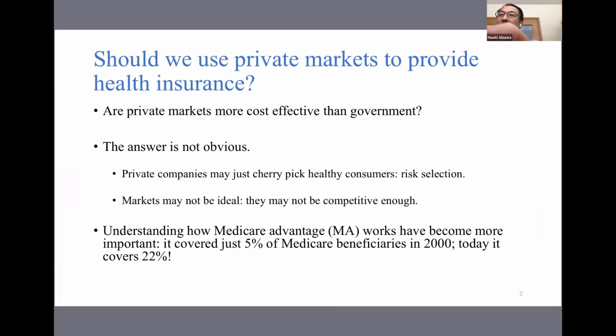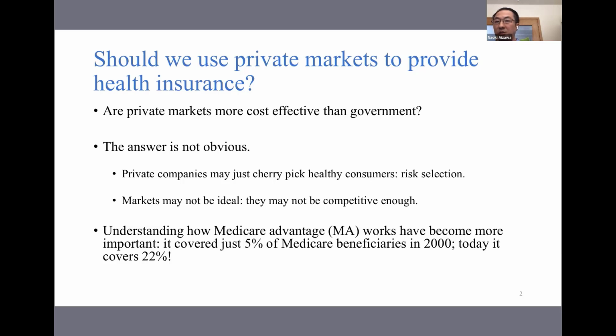This paper is trying to contribute to some of the big picture issues that any economist should care about. The question is whether we should use the private market to provide health insurance. And I think the answer really depends on whether the private market is more cost effective than the government. It is actually not really obvious to answer this question. For example, private companies may just cherry pick healthy consumers, called risk selection. Or maybe a market-based arrangement may not be really ideal. That may happen, particularly if the market is not really competitive.